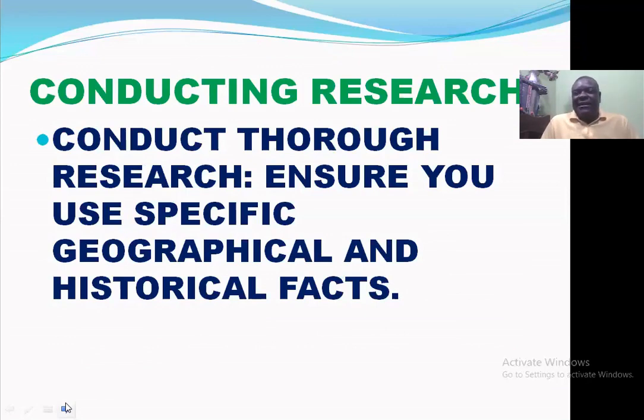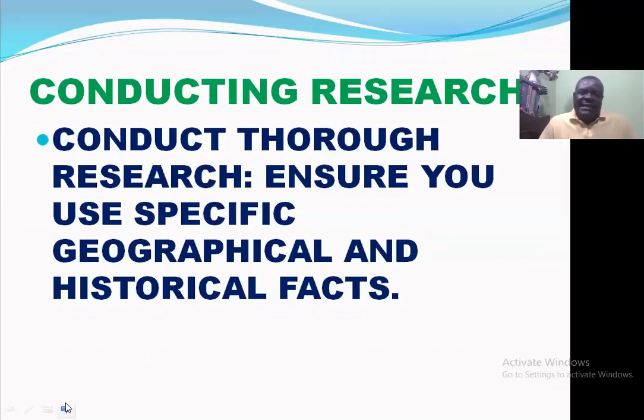And then we begin to find events that happened in 2010 in that story. It doesn't really help credibility. And one thing that makes a story really interesting is that it ought to have some element of authenticity. And this is why you have to conduct research.